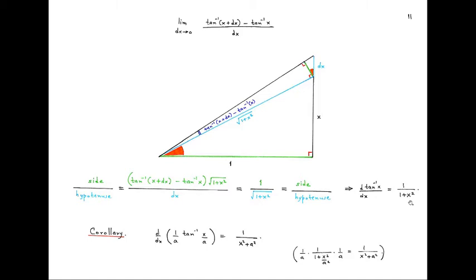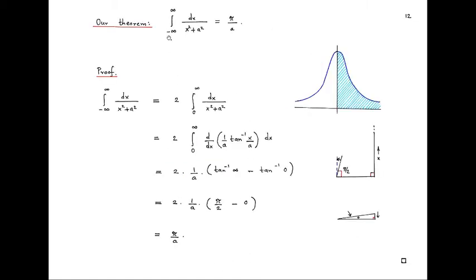And using this fact, we can also, with the chain rule, conclude that the derivative of this function is 1 by x square plus a square, where a is a positive constant. So now we have got that this function does have a primitive, and it's essentially the tan inverse function, modulo some constants. So since this function has a primitive, we can calculate its integral. So let's first look at this integral, integral from minus infinity to infinity dx divided by x square plus a square, and we claim that this is pi by a. Well, why is this so?